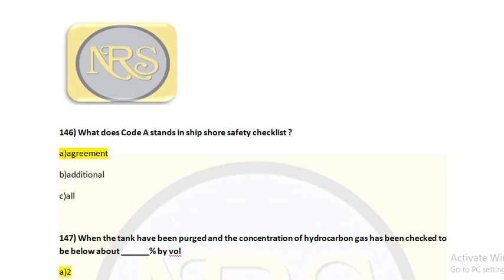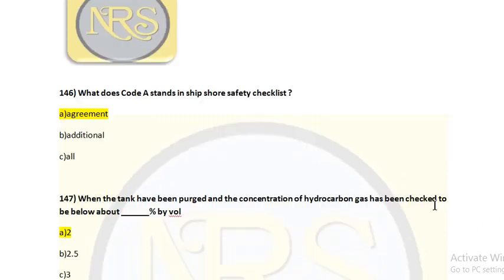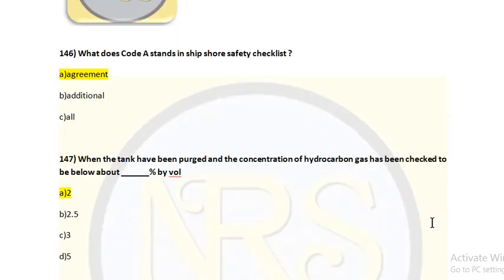Question number 146. What does code A stand for in the ship shore safety checklist? Option A, agreement. Option B, additional. Option C, all. The correct answer is option A, agreement. So A stands for agreement in the ship shore checklist.